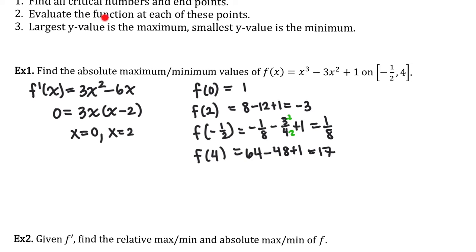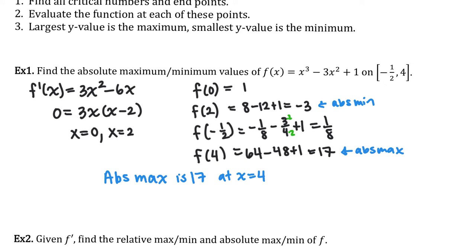So I evaluated the function at the endpoints and the critical numbers. The largest y value is the maximum, the smallest y value is the minimum. So the largest one is this one, and the smallest one, that one. Let me go ahead and answer the question. The absolute maximum is 17, and since they want the actual output value, we normally write where it's located. It occurred when x is 4, and the absolute minimum value was -3, and it occurred when x equals 2.